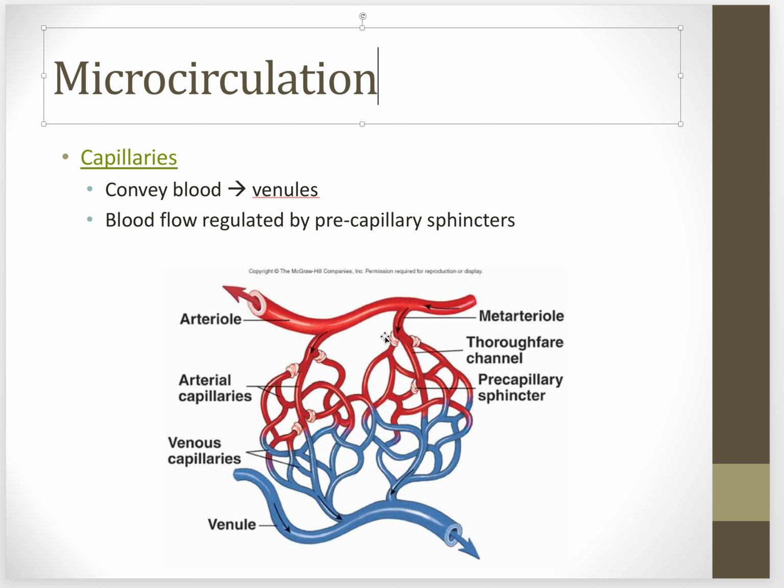So if we look here, those little white things, those are pre-capillary sphincters. So that literally means before the capillary bed. So when we want to limit blood flow through a capillary bed, pre-capillary sphincters contract, and they can shut off blood flow through these capillary beds.